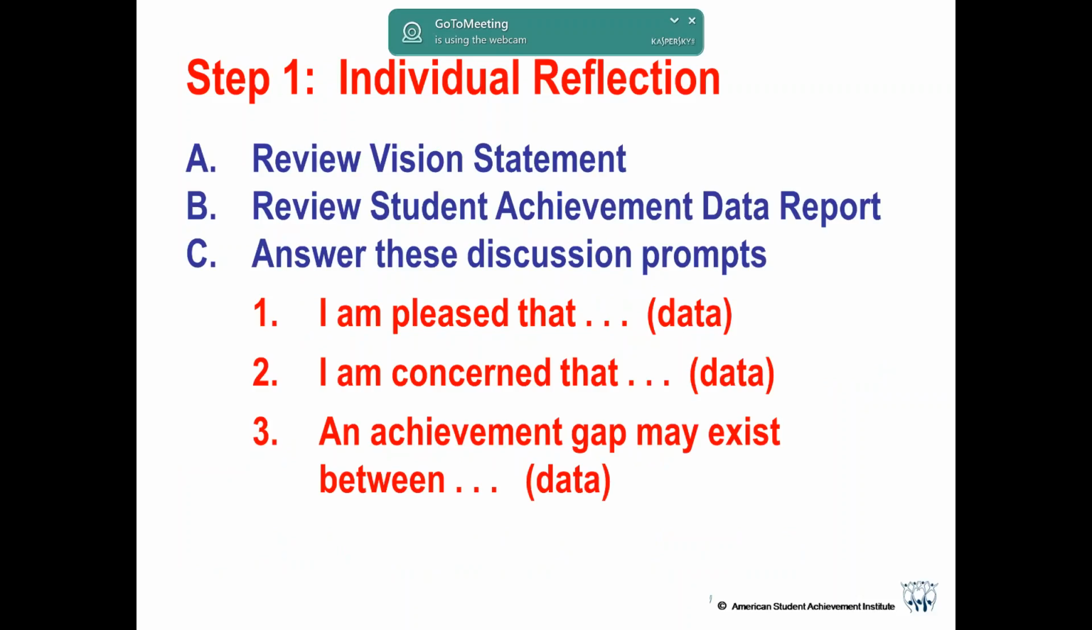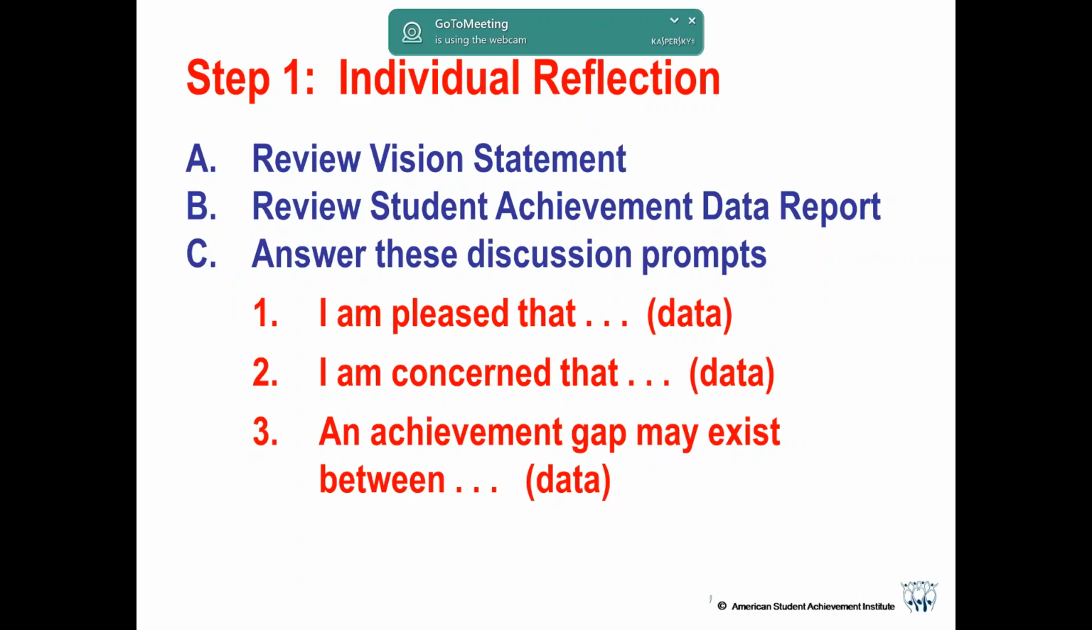Okay, so the individual reflection. We would suggest that if you're going to do this right now, everybody go down to the library or the teacher's workroom or whatever, take that data report with you, review the data, and then answer these discussions. I am pleased that... As you look through the data, I would put a plus sign next to any data where you thought, wow, we're pretty good there. And if there's data that concerns you and you think, oh my gosh, look at that, then put a minus sign or a circle or something.